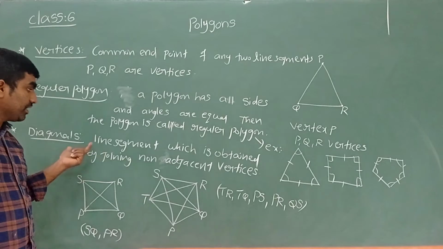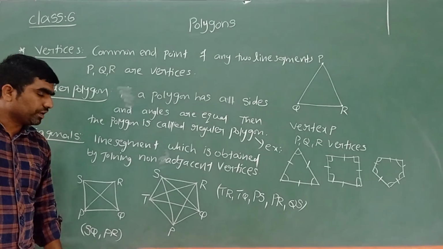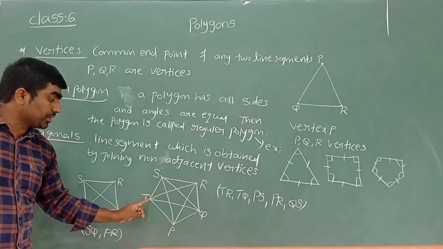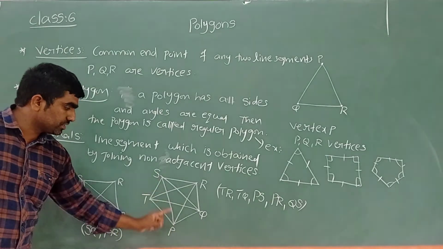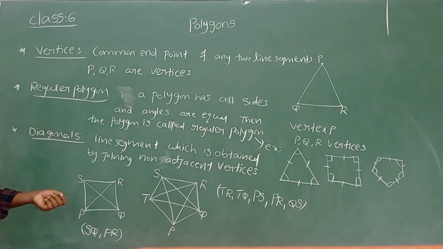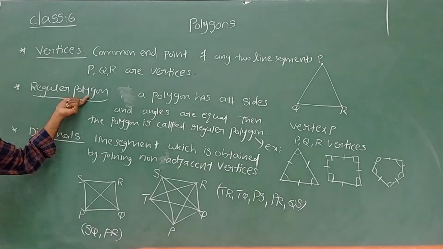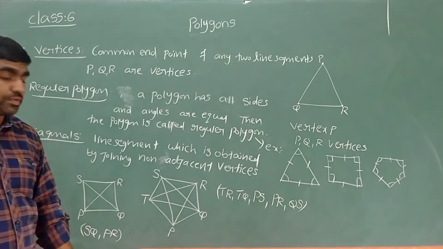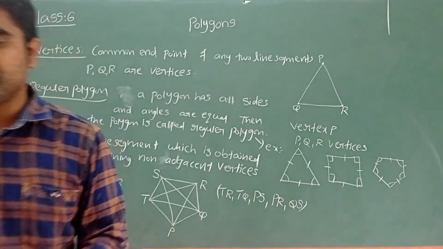Once again, diagonals are nothing but line segments which we obtain by joining the non-adjacent vertices. Take any two vertices which are not side by side. T and R are vertices which are not side by side. By joining them, it is called one diagonal. Similarly, TQ also, PS, PR, QS. This is about what is meant by vertices: the common endpoint of two sides. A regular polygon has all sides equal and all angles also equal. Diagonals are line segments obtained by joining the non-adjacent vertices.